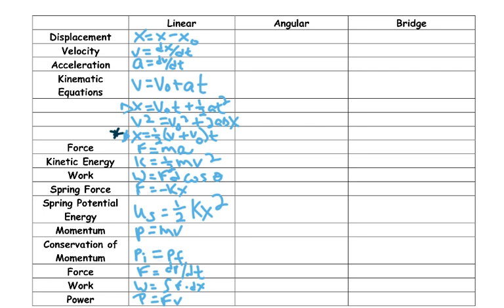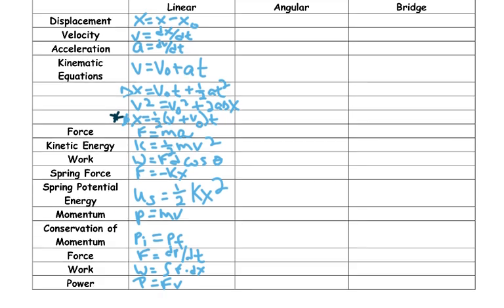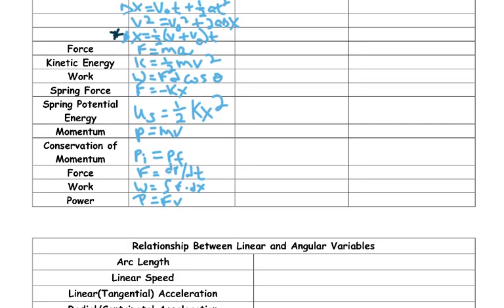The spring force is the negative spring constant times the stretch or compression of the spring. Elastic potential energy is 1/2 the spring constant times the stretch or compression of the spring squared. Remember, this is stretch or compression of the spring, not the distance the object travels. Momentum is mass times velocity. Conservation of momentum says that the initial and final momentums have to be equal to each other.